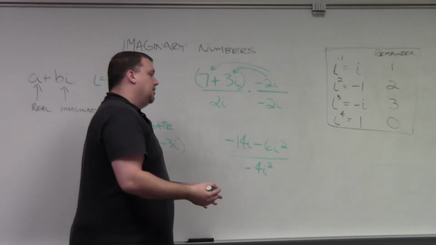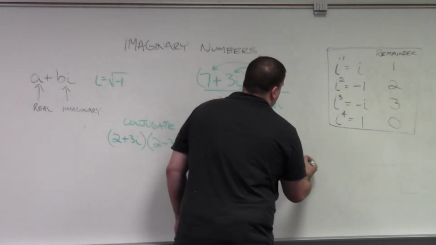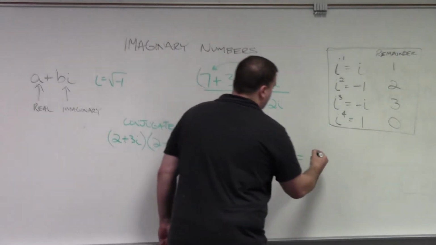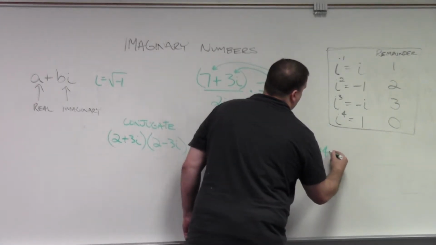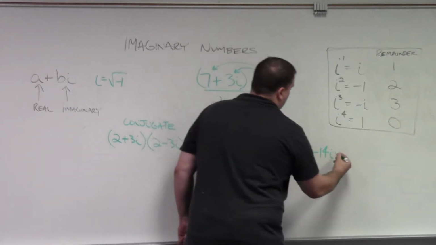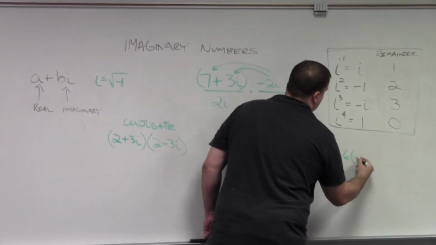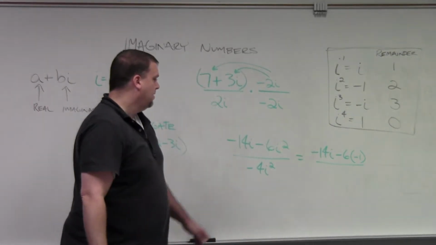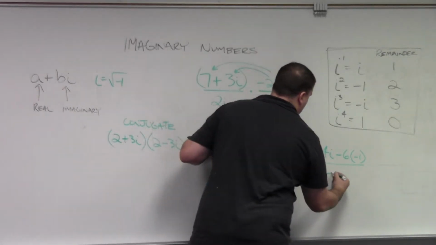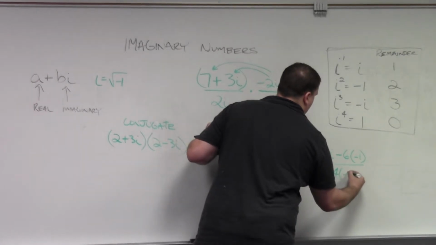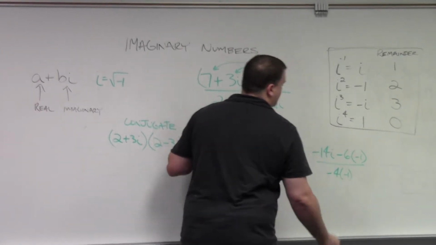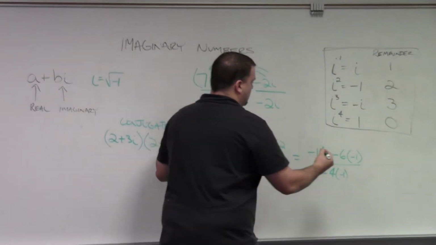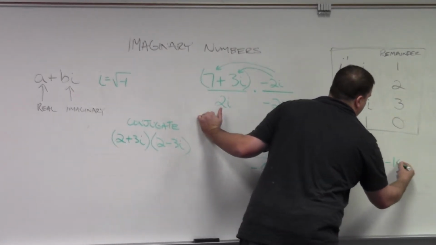I can't add any like terms, but I can replace my i squareds with -1. So let's do that. -14i minus 6 times -1. I've also got an i squared on the bottom. So -4 times -1. So let's work that out. -14i.